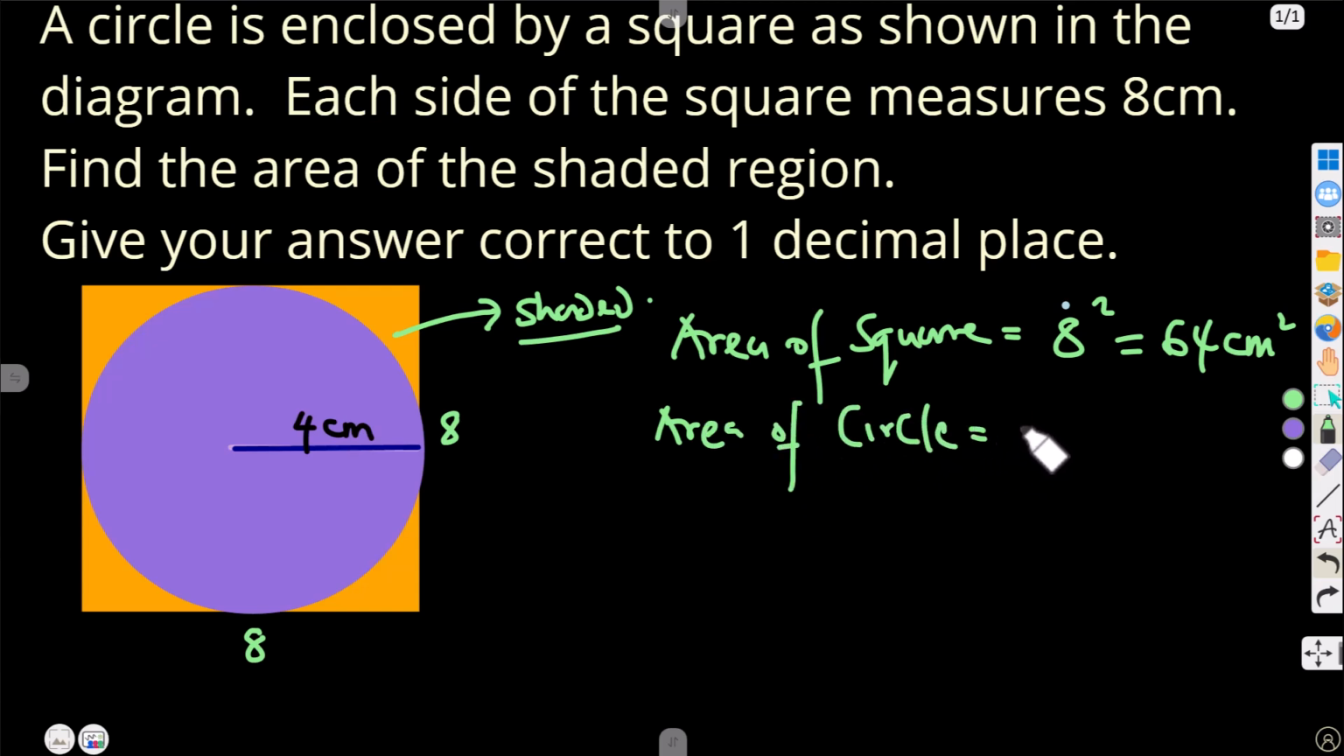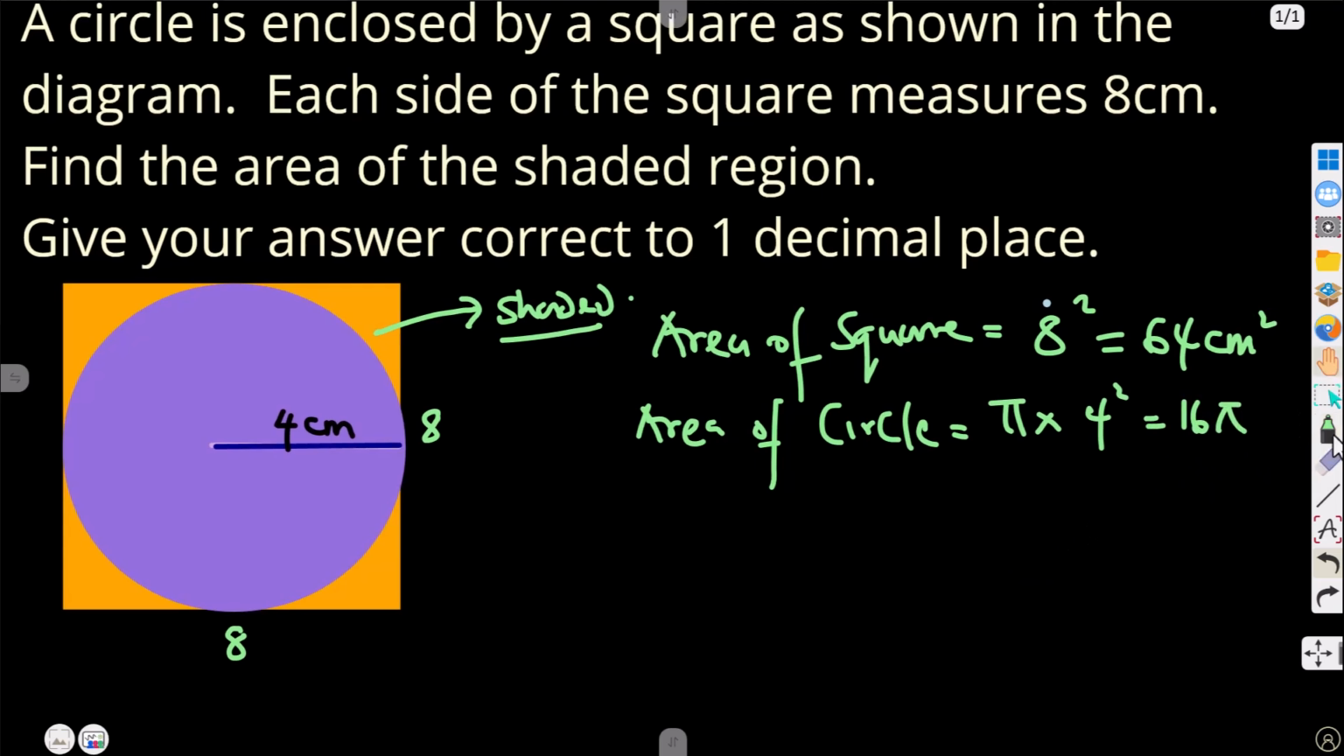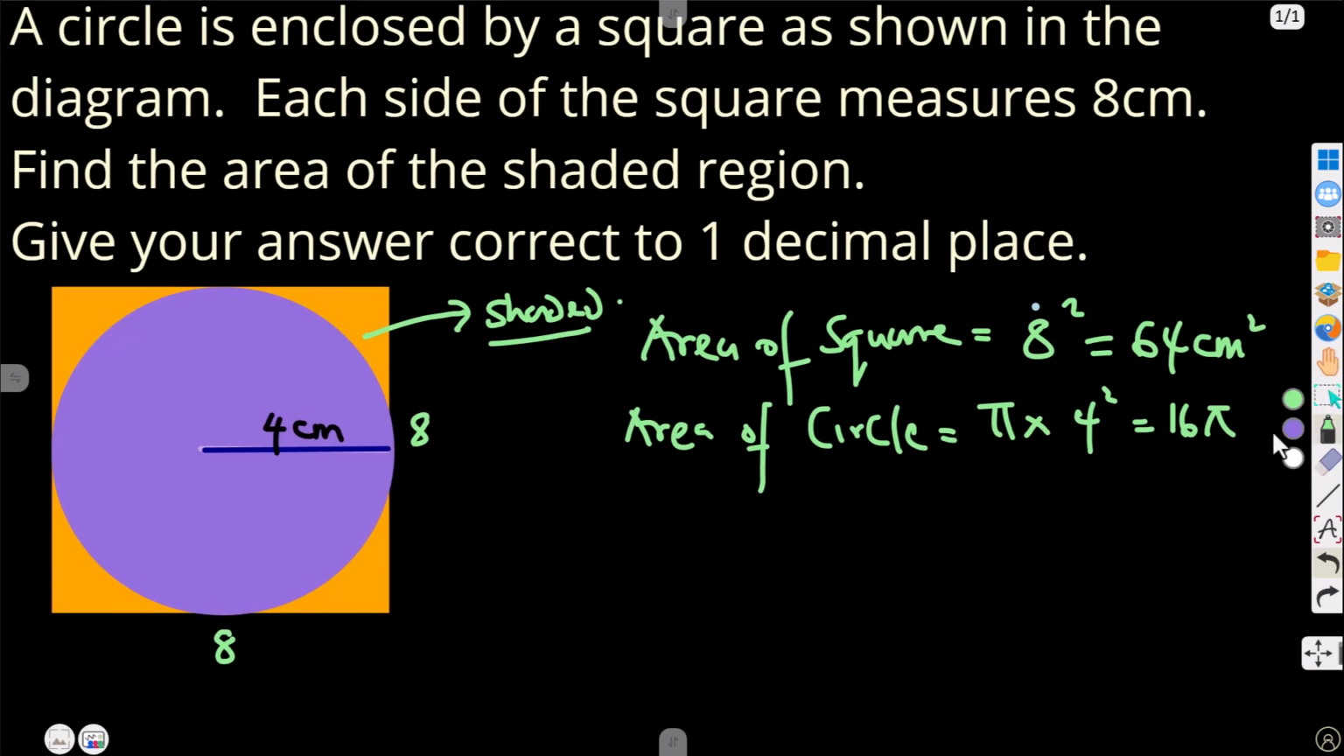And then the area of the circle, which is pi r squared, and the radius is 4, and that's going to be 16 pi. Okay, and if you add the units, you probably may have cm squared.